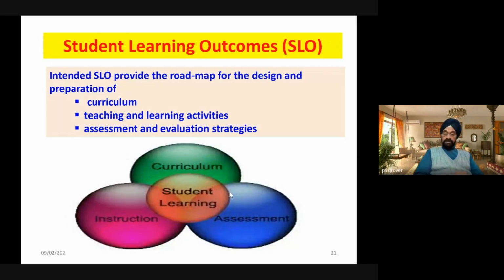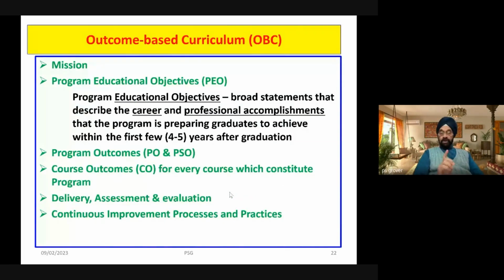And when I say curriculum, student learning will be dependent on the curriculum, on the instruction, and on the assessment. So kindly appreciate the student learning outcome. So an outcome-based curriculum will be guided by the mission of the program. Then it will have the program educational objectives. Then it will be designed to satisfy the program outcomes. Then program outcomes will help us to decide the kind of syllabus and the kind of delivery, assessment, and the goal is continuous improvement.